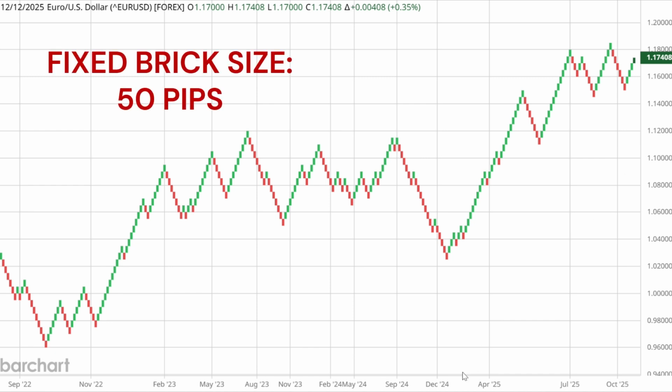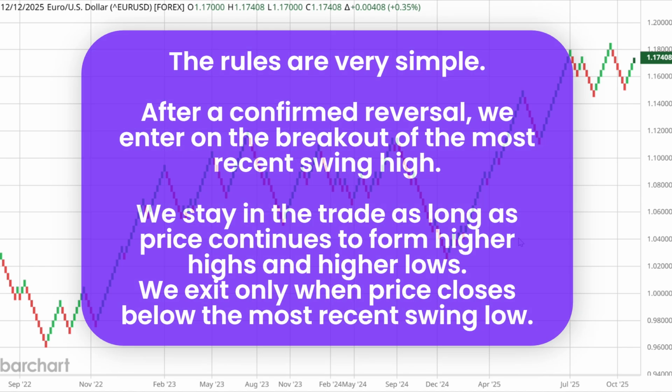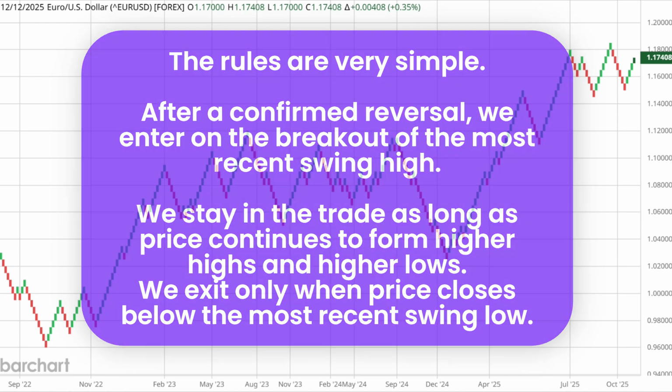We are using a traditional Renko setup with a fixed brick size of 50 pips. Every brick represents the same price movement, regardless of time. The rules are very simple. After a confirmed reversal, we enter on the breakout of the most recent swing high. We stay in the trade as long as price continues to form higher highs and higher lows. We exit only when price closes below the most recent swing low.